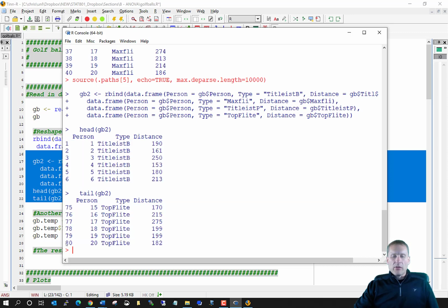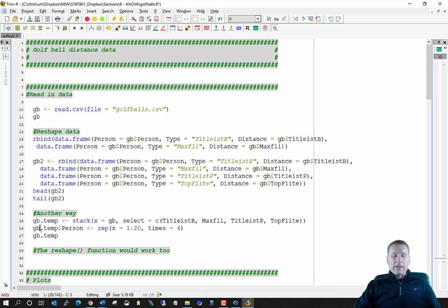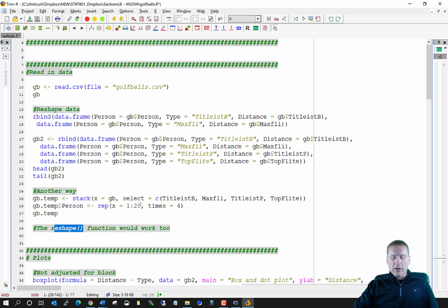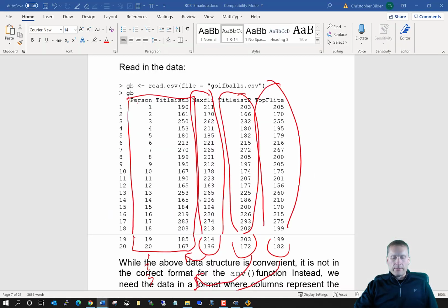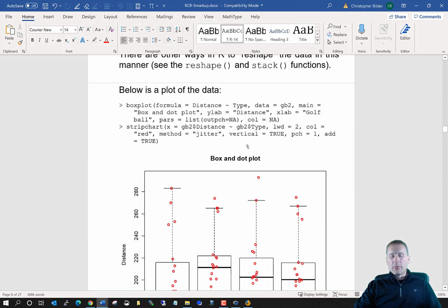Notice that there are a total of 80 observations there because we had 20 golfers for each of the types of golf balls. There are other ways that one could have reshaped or reconfigured the data frame, other functions that could have been used for this purpose too. You're welcome to take a look at how you use a function called stack to do it. Another way is to use the reshape function as well. Okay, so now with that particular form of my data, let me jump back over here to Word. I want to do some plots.